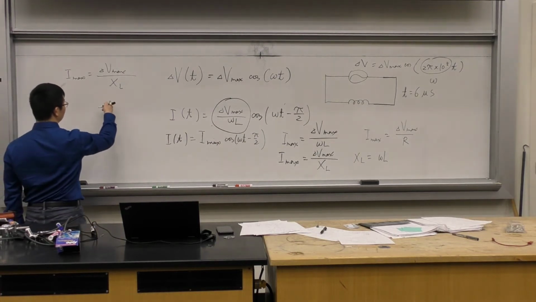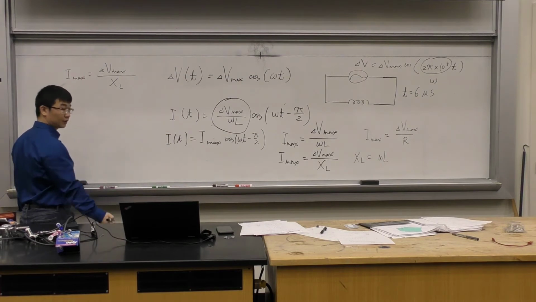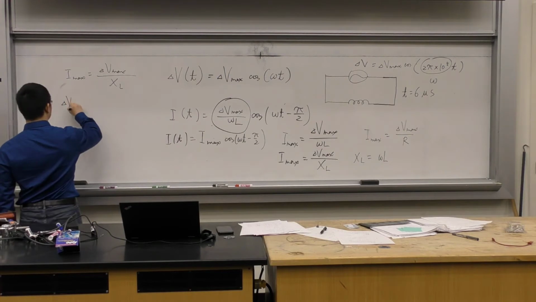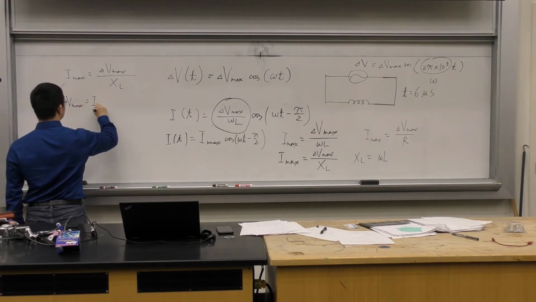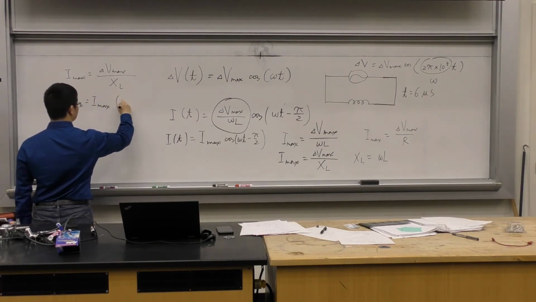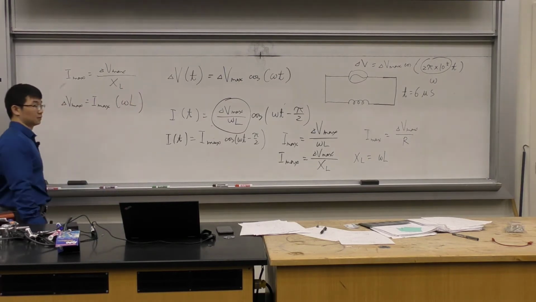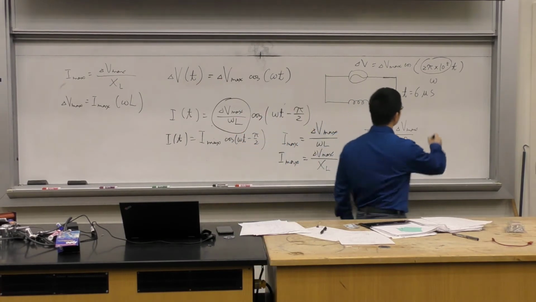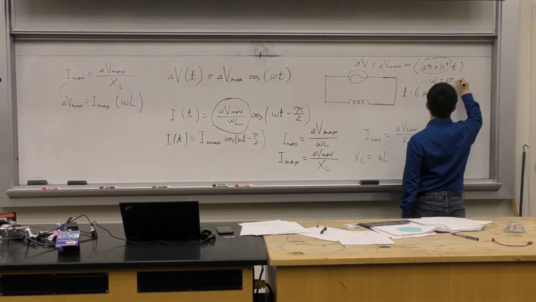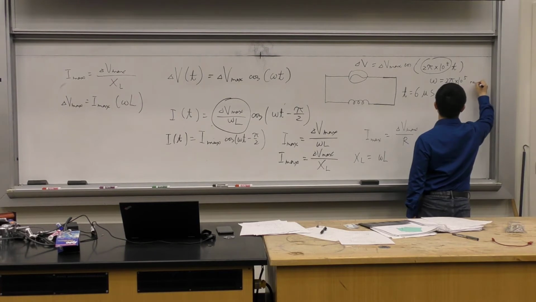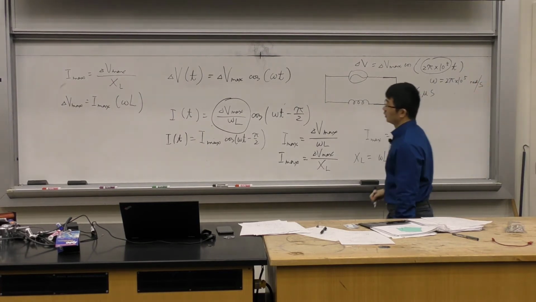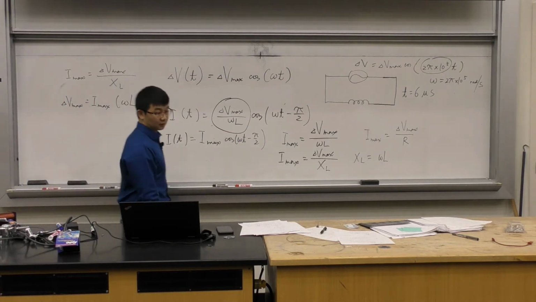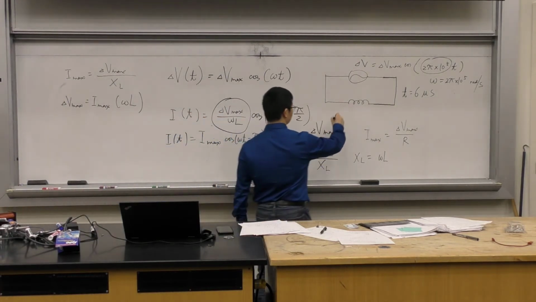And this XL is omega times L. Everything has a definition. If you rearrange this equation, you get Vmax equals Imax times XL, which is omega times L. Then you can plug numbers in. What is omega? Omega is 2 pi times 10 to the 5th radians per second. That's already in SI units. What is L? The problem tells us L is 25 microhenry.